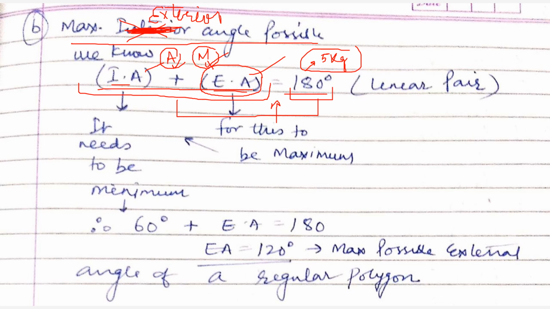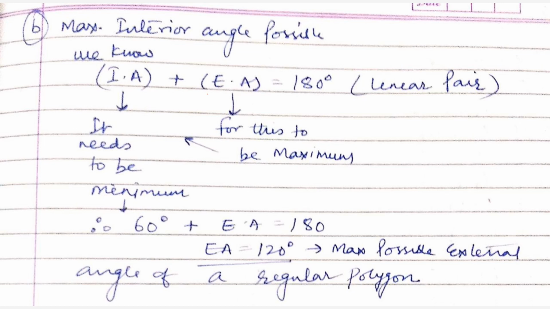Okay. Now, to find the maximum value of EA, we want to find the minimum value of IA, which is how much? 60 degree. So 60 plus EA is equal to 180, which gives me EA is equal to 120 degree. That is the answer. So this is the maximum value of exterior angle possible. Okay, done. Both come in the case of triangle only.